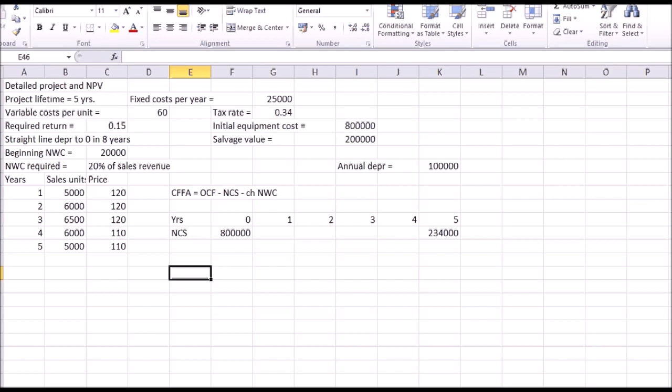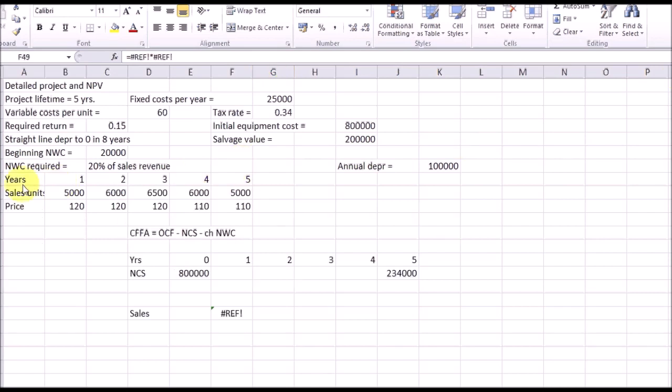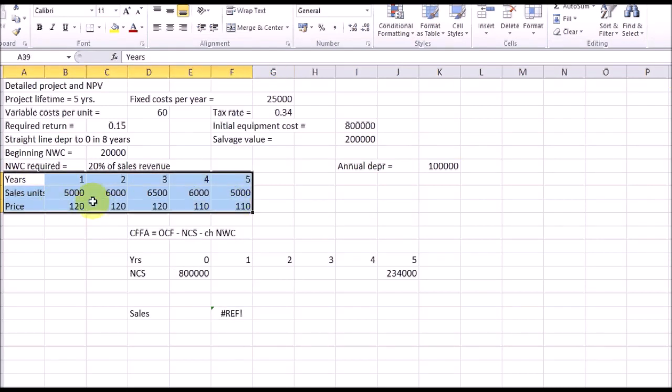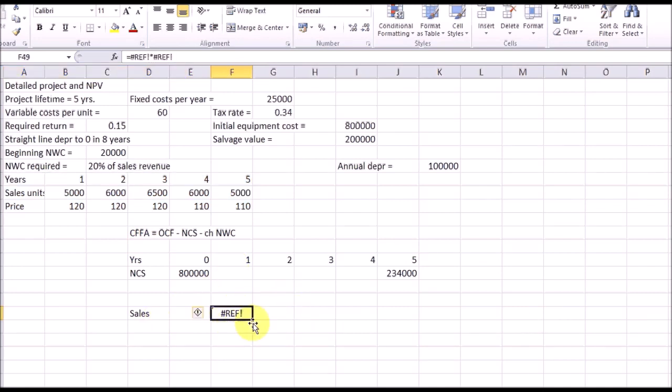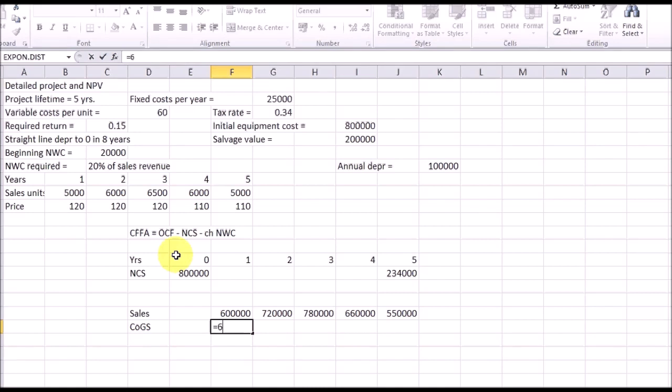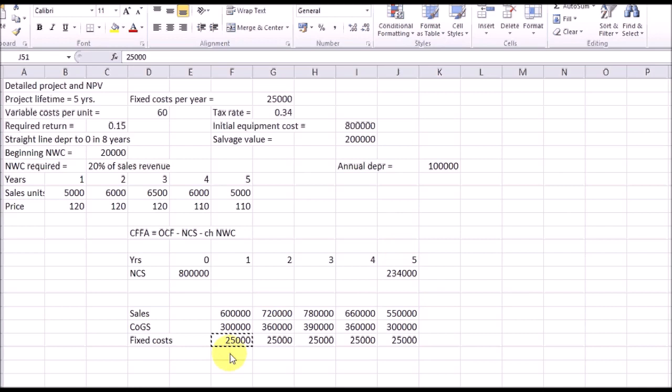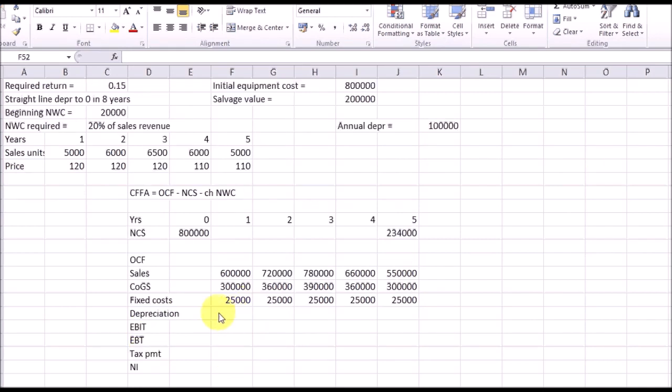Next, let's move on to operating cash flow. I need to look at the income statement for that. Our sales are, of course, going to be sales units times the price. I'm going to move it into year one. And I've transposed that table for our sales and sales price so that I can copy the numbers across the years. Again, sales revenue, units times the price. Copy that for the 5 years. Cost of goods sold is $60 per unit times the quantity. Fixed costs, 25,000. Depreciation per year is 100,000.